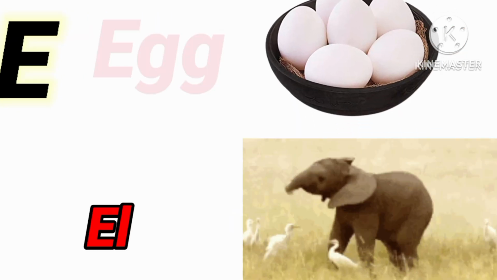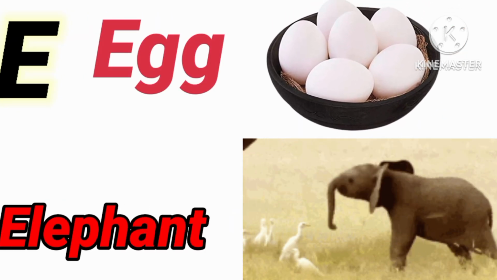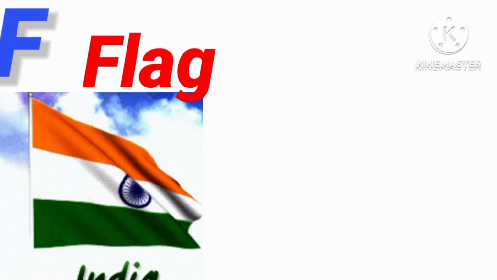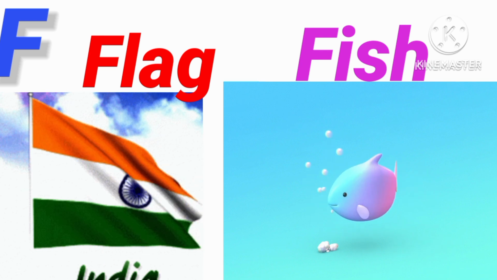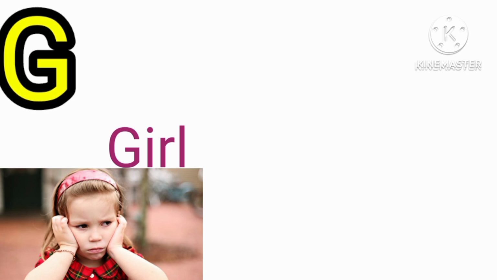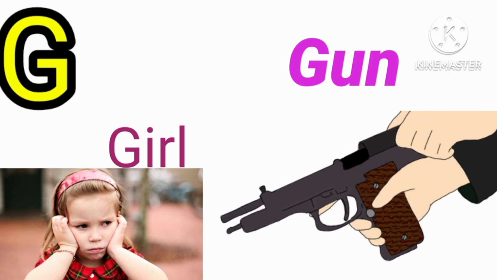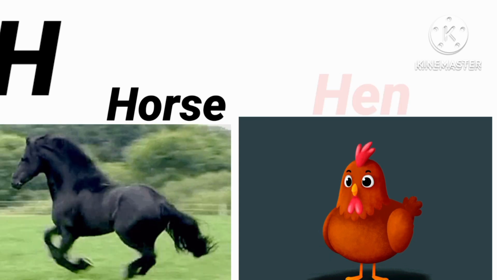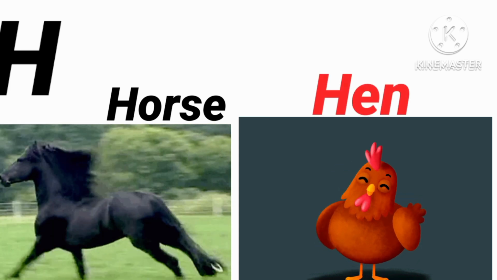E for egg, E for elephant. F for flag, F for fish. G for girl, G for gun. H for horse, H for hen.